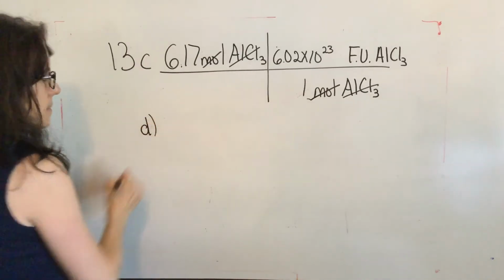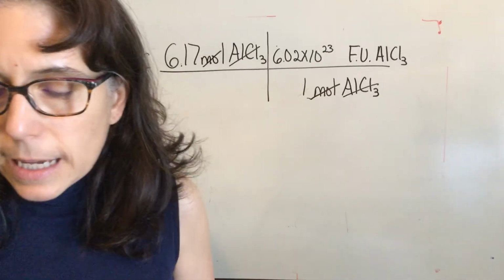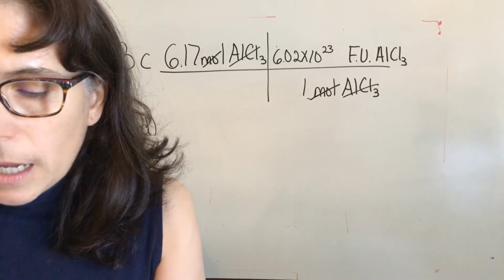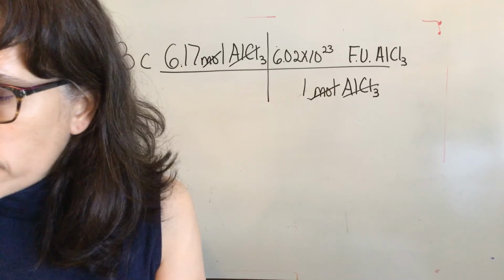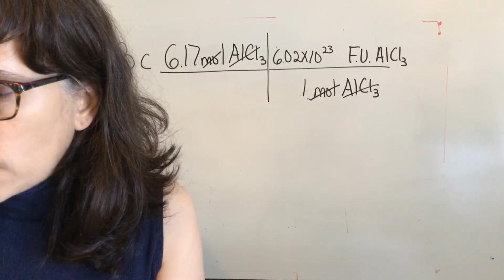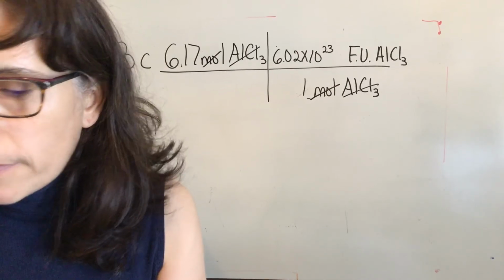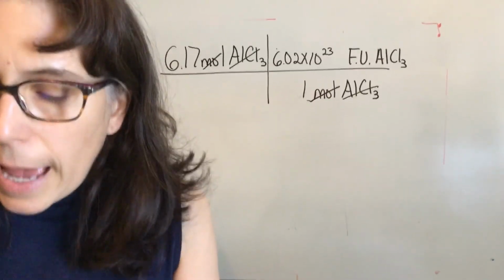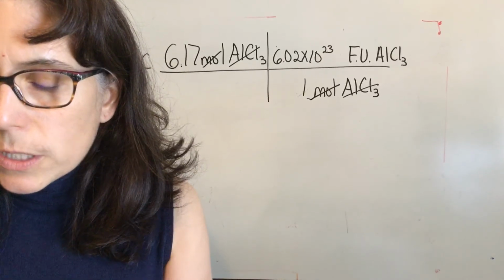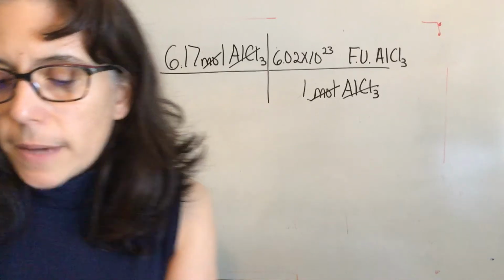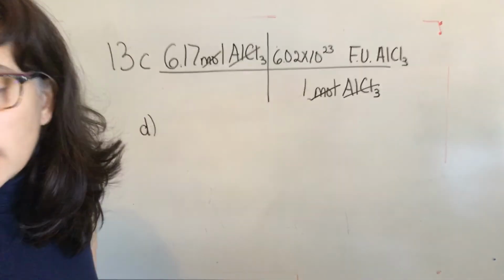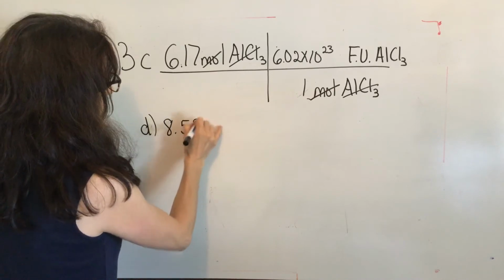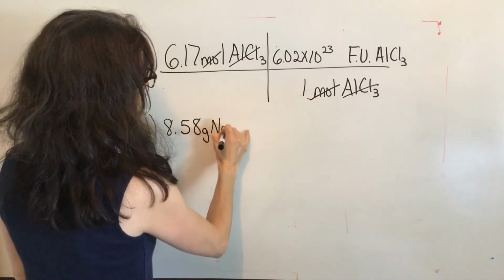Letter D. Letter D asks us, how many... make sure I'm on the right one here. Let's just double check. For 13, we did A, B, and C. Yep, okay, it's sodium iodate again. How many sodium iodate formula units are in 8.58 grams of sodium iodate? It is telling us a quantity of 8.58 grams of sodium iodate.